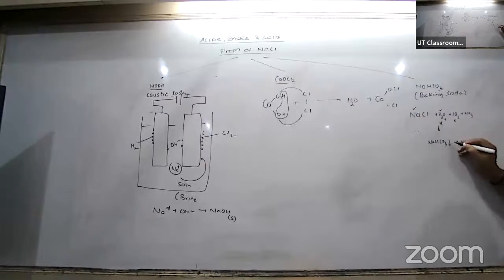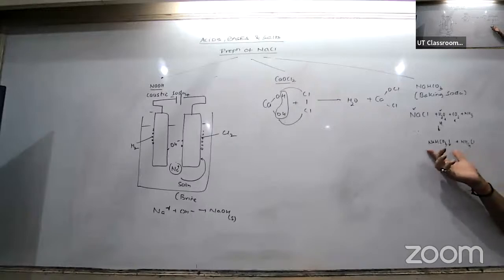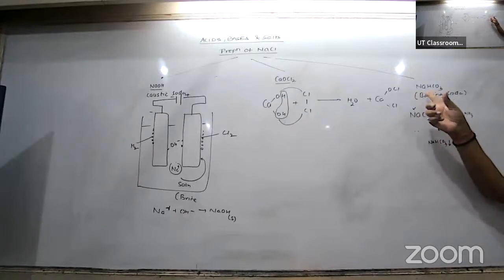Now sodium bicarbonate is insoluble in this ammonia solution. You will start getting a precipitate, and ammonium chloride is soluble. Immediately filter it. Aqueous solution. A white precipitate of sodium bicarbonate you will get. So we are preparing this baking soda.